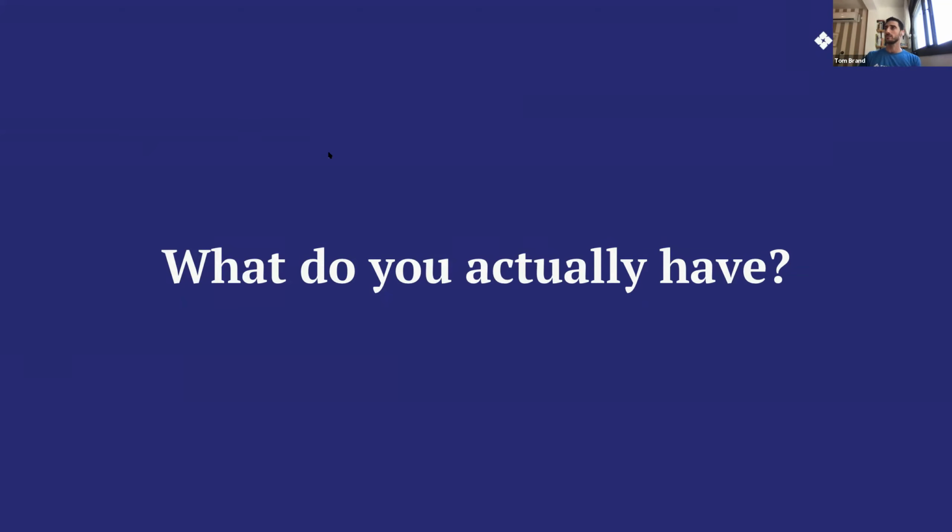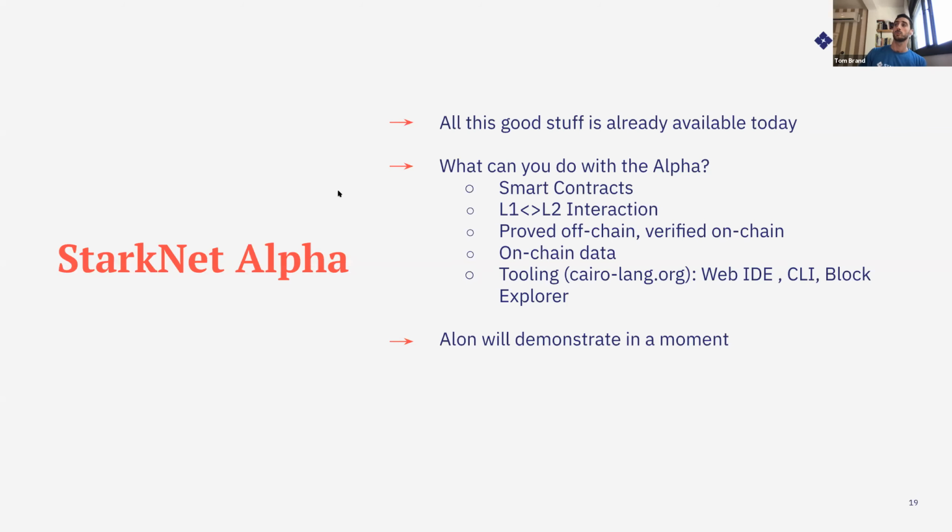Okay, so what do we actually have? Today we have what we call StarkNet Alpha, and it's been live on Ropsten since mid-June, so almost 2 months by now. StarkNet Alpha is a work in progress, and it is our way of sharing with the ecosystem and with developers, with you, what is the latest state of StarkNet, and allowing everyone to start experimenting and playing with it, right?